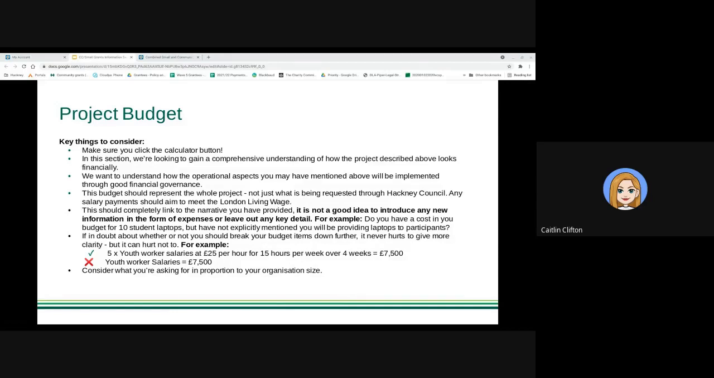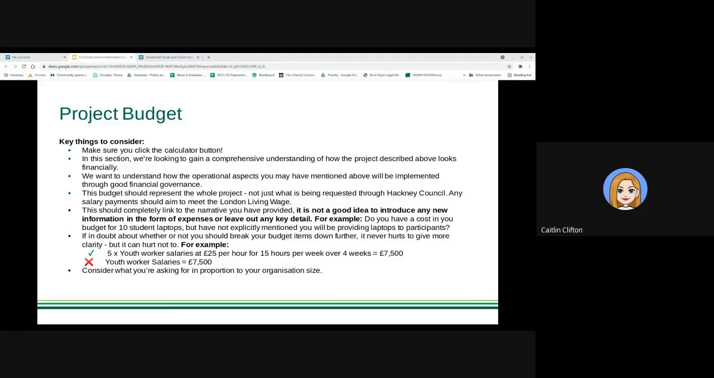Now, the project budget is a great opportunity to bring your application together. It is one of the most important elements, and you should not be scared of a project budget. It should be the cherry on top of the sundae, essentially. It should completely link to the narrative that you have provided.